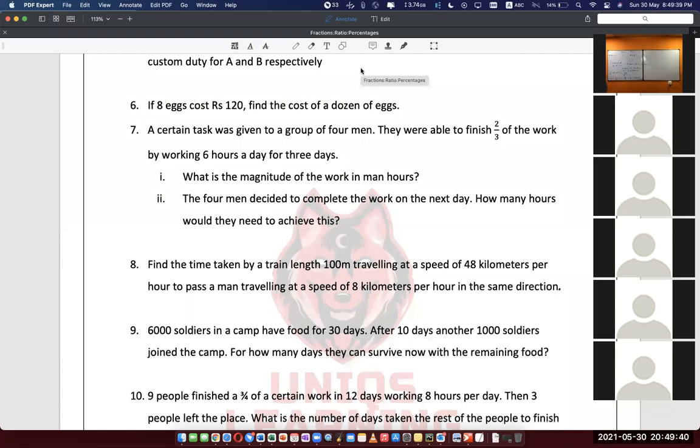The second part is telling us the foreman decided to complete the work on the next day. How many hours would they need to achieve this? So what is the remaining work? The remaining work is 1/3 of the entire work, right? So remaining work is this much, right? So you can write the second part.